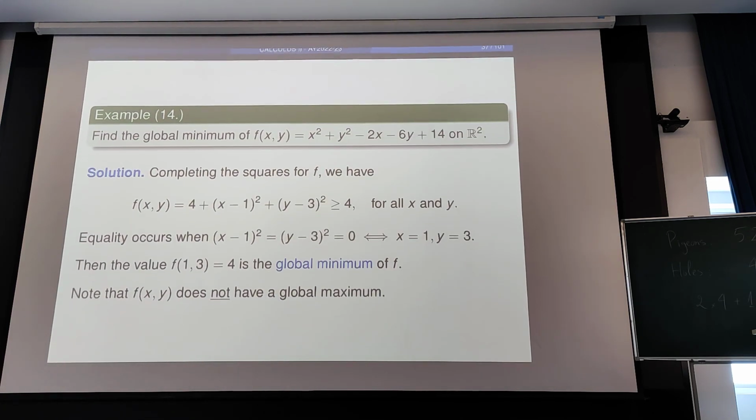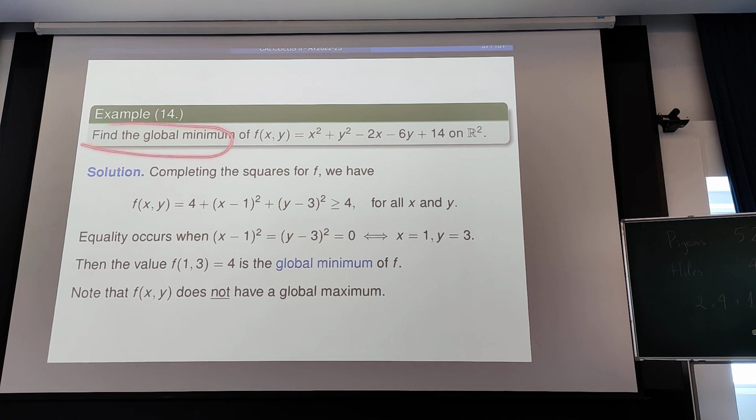Okay, so let's take a look at this example. We are going to use only the definition of global extremum to find the global minimum of this given function. We are going to find the global minimum of this two-variable function, x squared plus y squared minus 2x minus 6y plus 40, on its domain, which is R2, right?